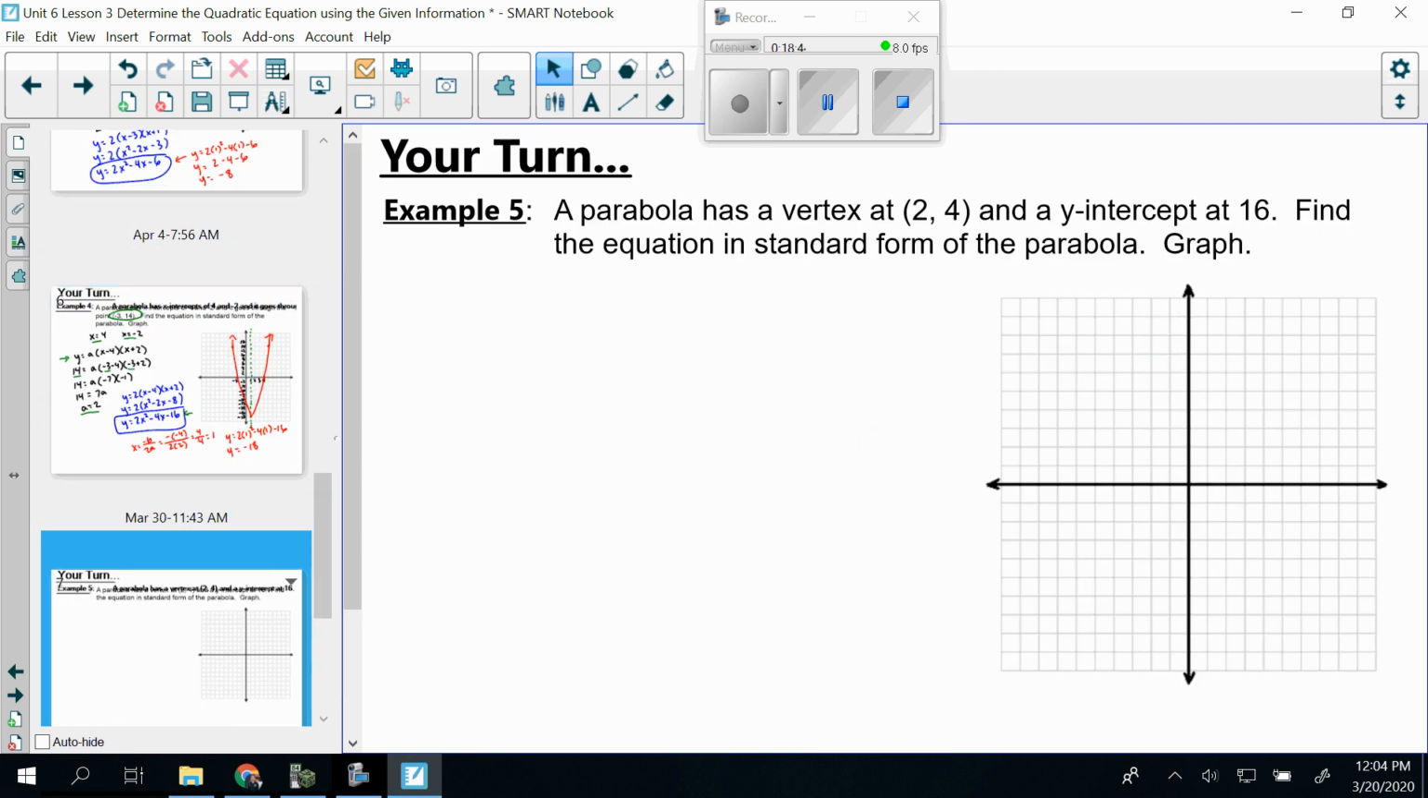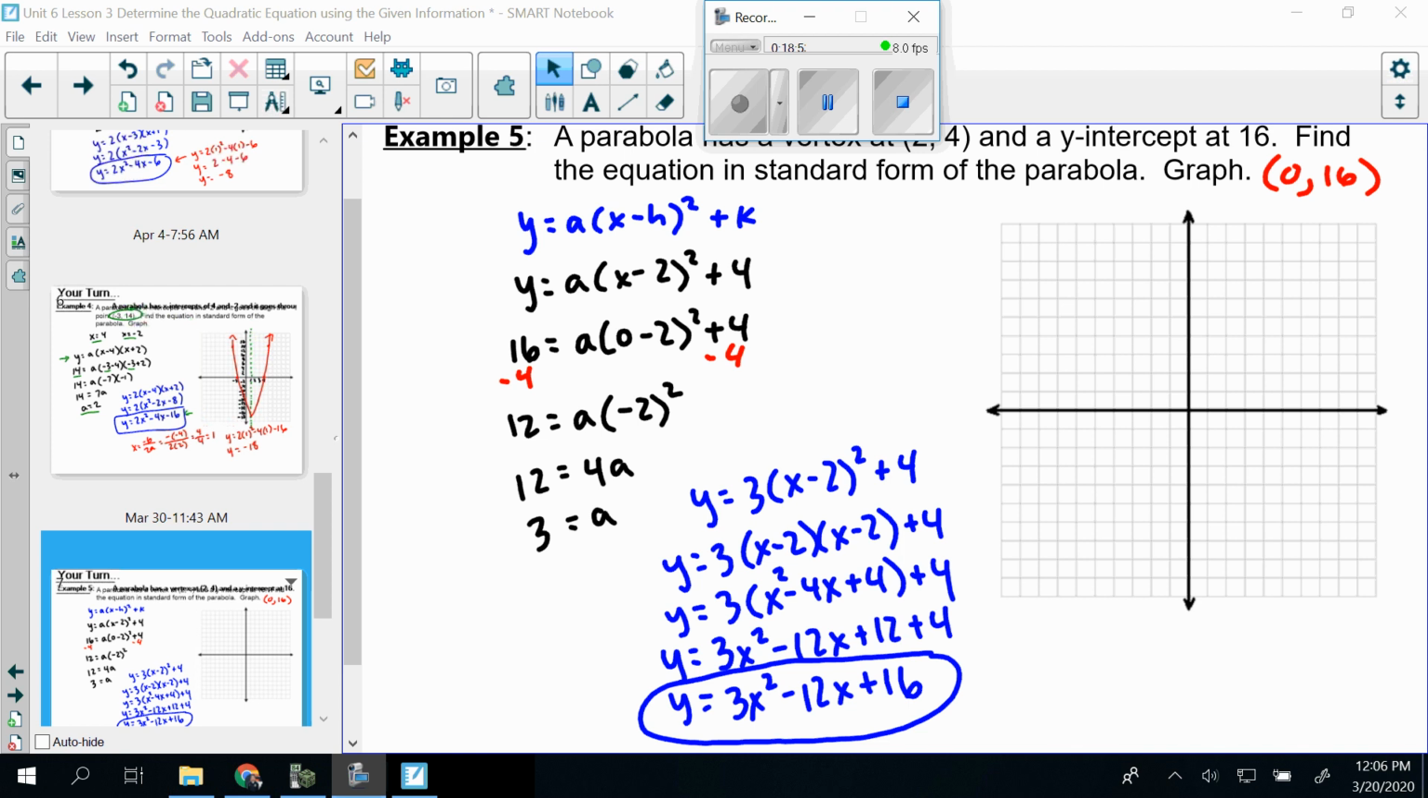All right, one last one. This one tells you the vertex and the y-intercept. See if you can get the equation in standard form. So again, pause, try this one out, see what you get. Okay, let's see how you did.